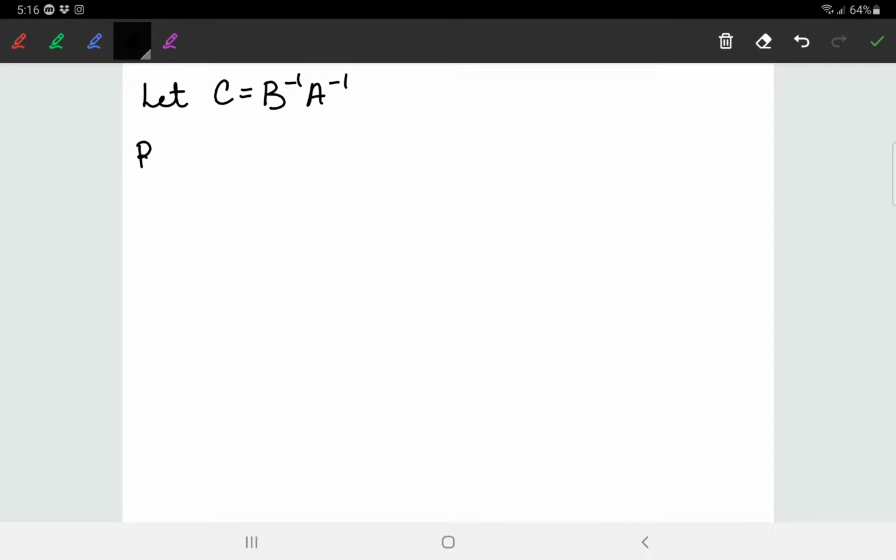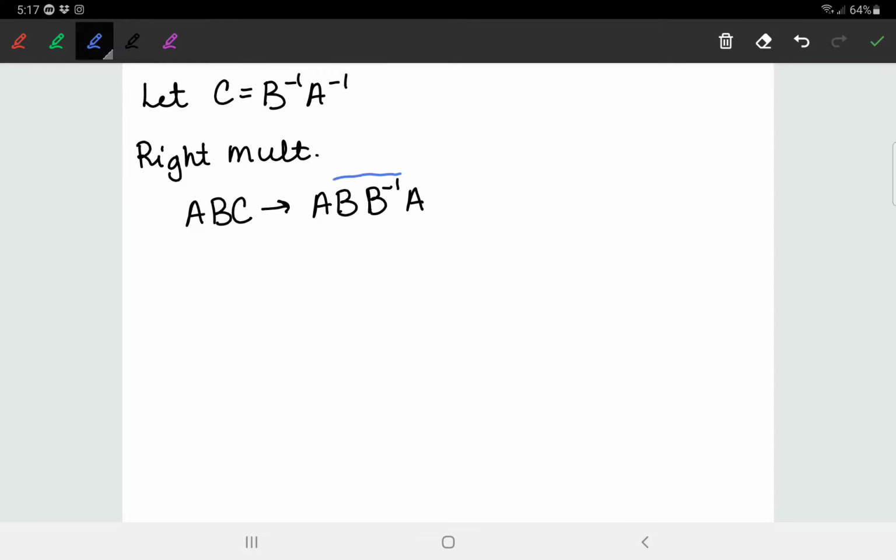And let's look at the right multiplication. So we would like to multiply C on the right, so we multiply A, B, and C. We've defined C to be B inverse A inverse. Now when we do this, what we can see then is B times B inverse. Because we've made the assumption that B is invertible, this will become the identity.